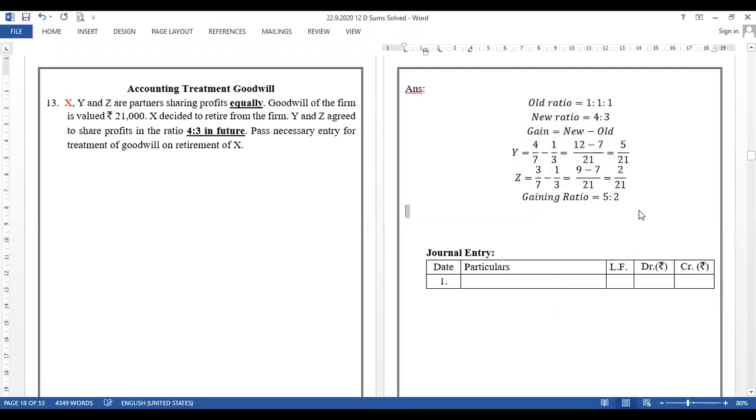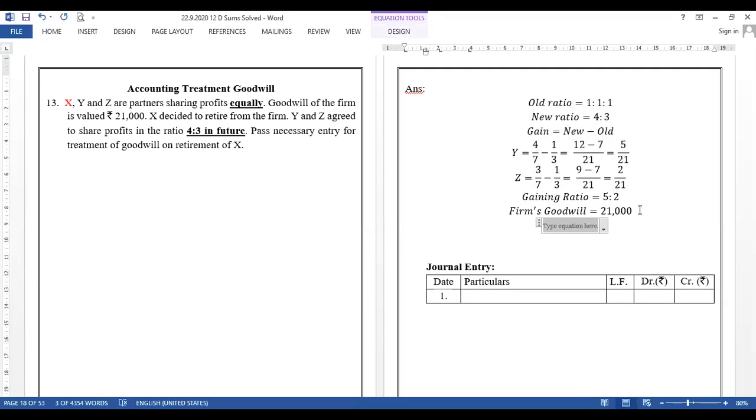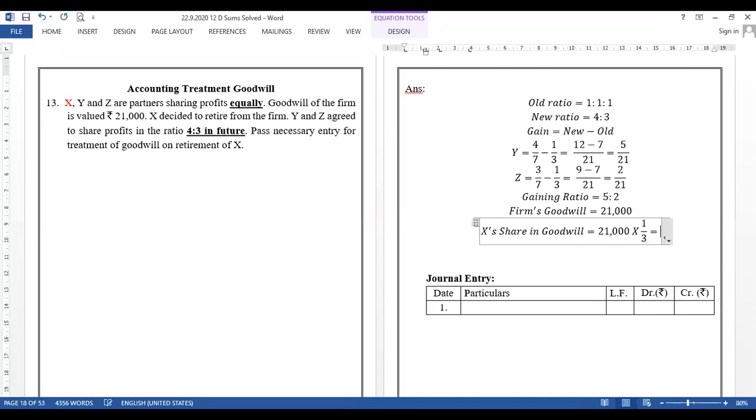Firm's goodwill is given. Okay, ये तो मैं आपको since 2 chapters I've been telling you कि firm का goodwill है तो मेरे किसी काम का नहीं है, but this firm's goodwill will help me to calculate the share of the retiring partner. Firm's goodwill is rupees 21,000. Out of this, I would like to know the share of X. So X's share in goodwill will be equal to 21,000 into 1 by 3, equal share था, so 7,000.